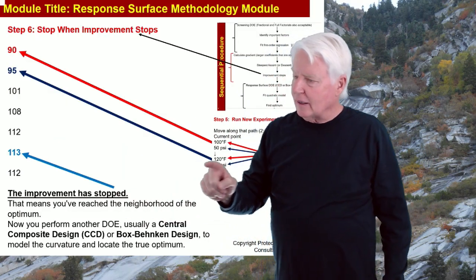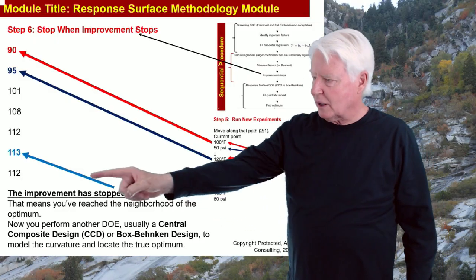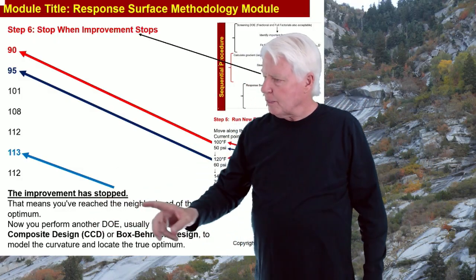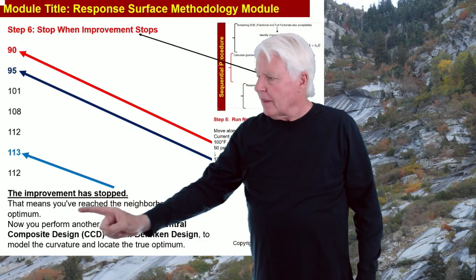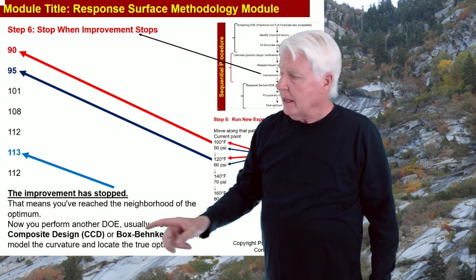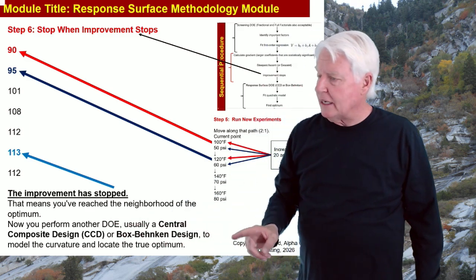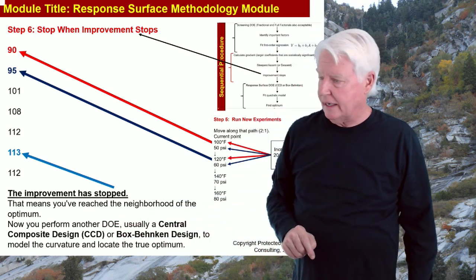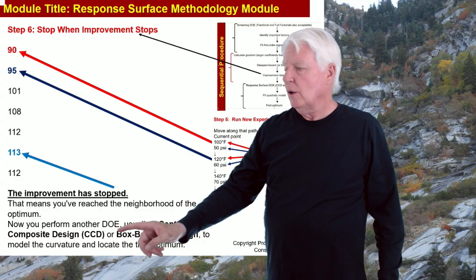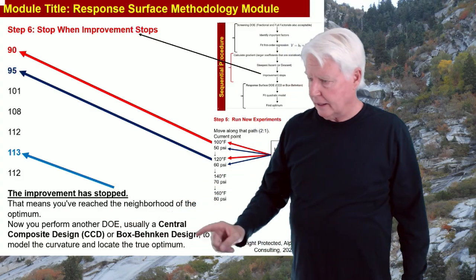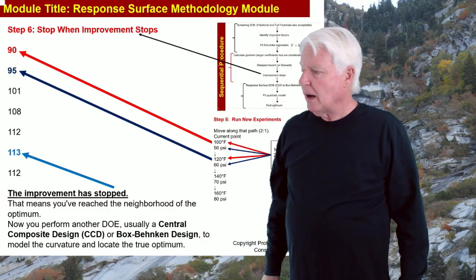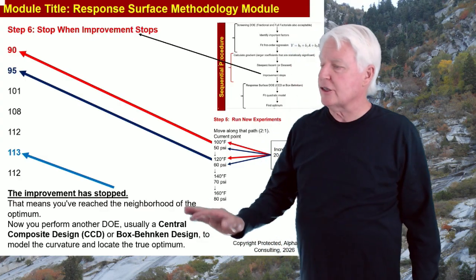So you can go back to these coordinates and say what created that, and that will get you started in the right direction. The improvement has stopped. That means you've reached the neighborhood of the optimum. Now you perform another DOE, usually the central composite design, which we'll go over in great detail, by the way, or the Box-Behnken design, which we'll go over to a lesser degree, to model the curvature and locate the true optimum.